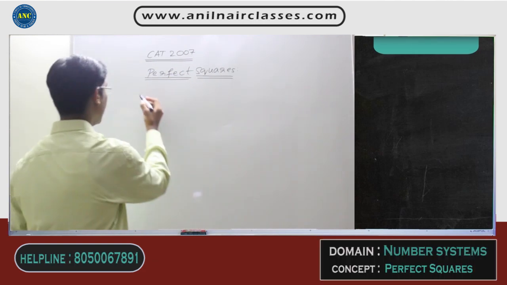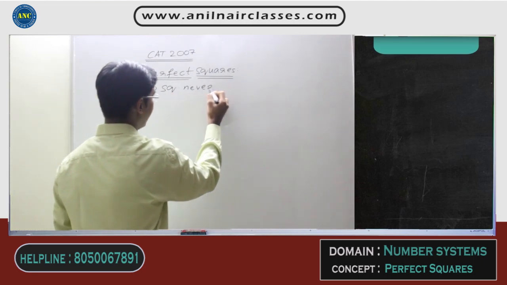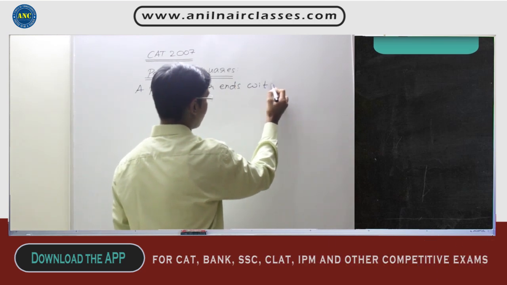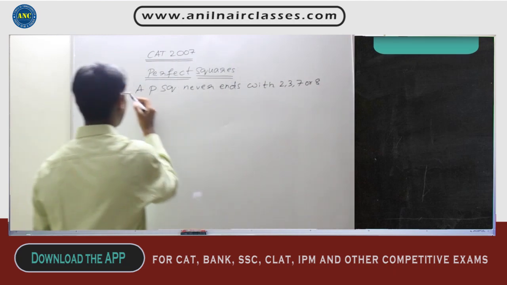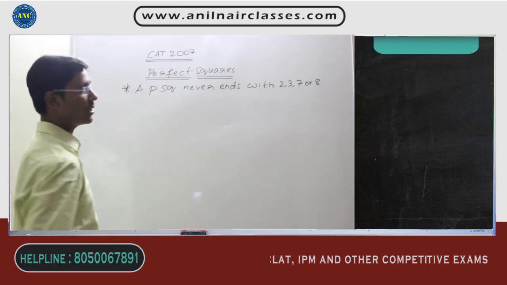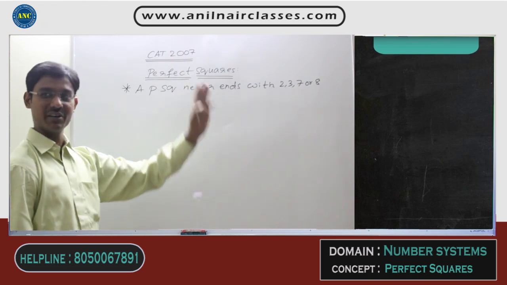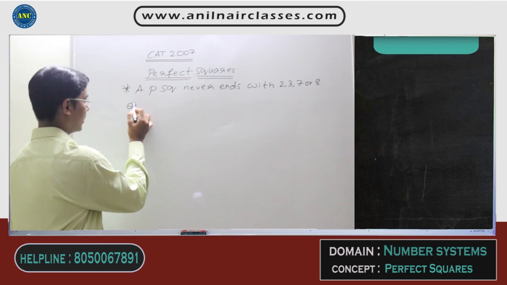A perfect square never ends with 2, 3, 7 or 8. Very, very important point. A perfect square never ends with 2, 3, 7 or 8. Right? What is the proof for it? That we have discussed in our regular class. Now see here. 2 problems I will discuss before we move on to the actual CAT question.